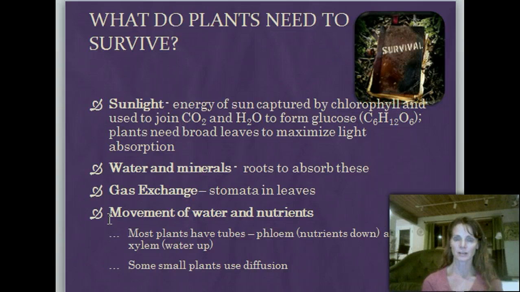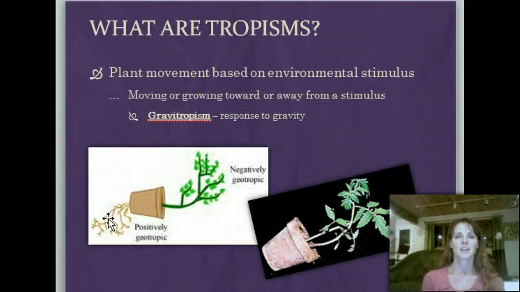And then obviously the movement of water and nutrients. We talked a couple sections ago about the xylem and the phloem. Most plants have those tubes. The phloem brings the nutrients down to the different parts of the plant, and xylem is always going up, taking water from the roots and moving it up the plant. And some small plants like mosses just use diffusion. They don't really have those tubes, because they're non-vascular plants that we've discussed before.